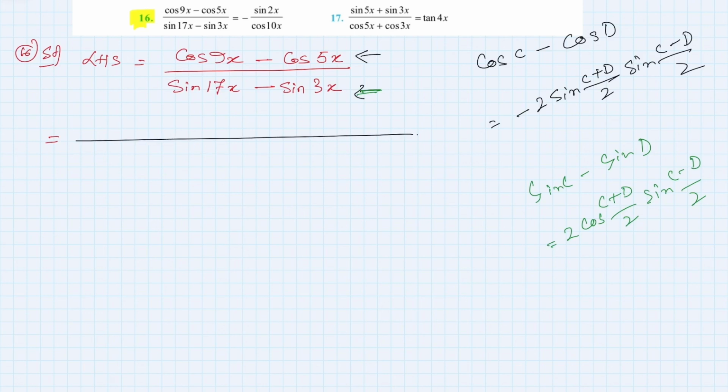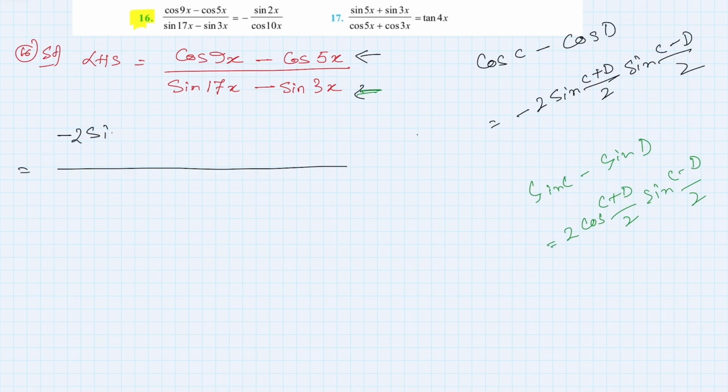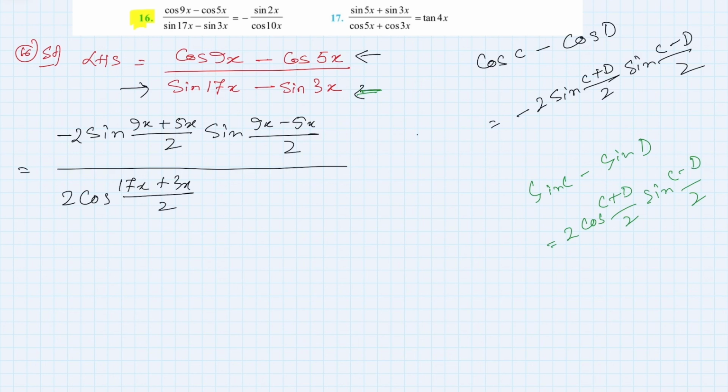If you use these two, then in the numerator you will get, let me write it here, minus 2 sin (9x plus 5x) by 2 and sin (9x minus 5x) by 2, and in the denominator you will get 2 cos (17x plus 3x) by 2, then sin (17x minus 3x) by 2. The 2s cancel here.